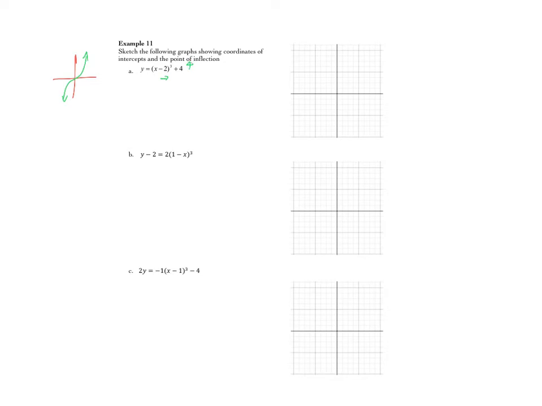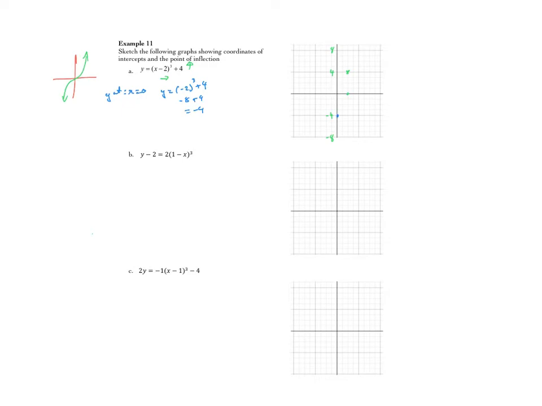So what are we going to do? We'll do those as 4 and 8. So 2 units across would be there, 4 units up is there. So there's my point of inflection. Now, whereabouts is my intercept? Well, let's just get our intercept first. Let's get our y-intercept. If I put x equal to 0, I get y is equal to negative 2 cubed plus 4, which is negative 8, plus 4, which is negative 4. So my y-intercept is there.